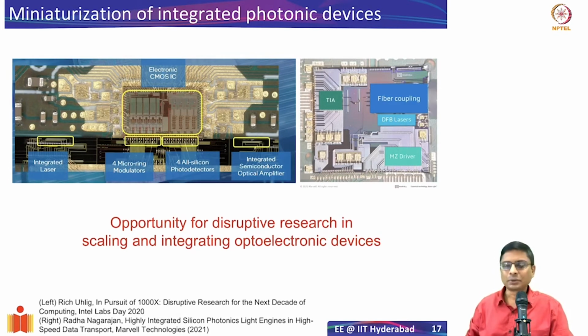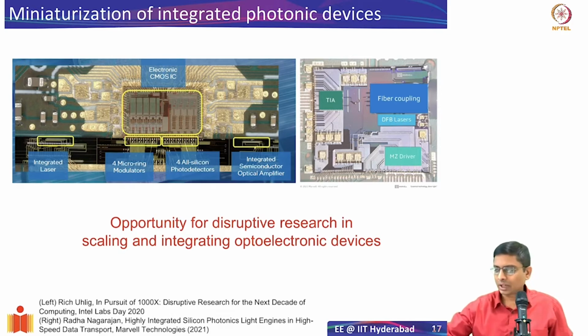I said that there is a big mismatch between the size of the electrical components or electrical transistors and the optical devices like a laser, a modulator and so on. So I showed this picture and said that this is the IC with lots of transistors, and this is just a single laser, a few modulators and detectors, right? I also said that there is this huge opportunity for disruptive research in integrating these optoelectronic devices. And I showed you, this is an example from Intel, this is from Marvell. So a lot of interesting work is being done, okay? And this is actually very recent work.